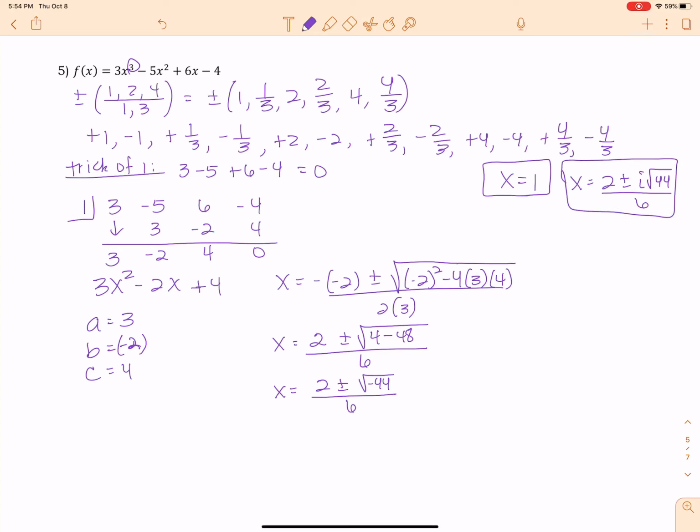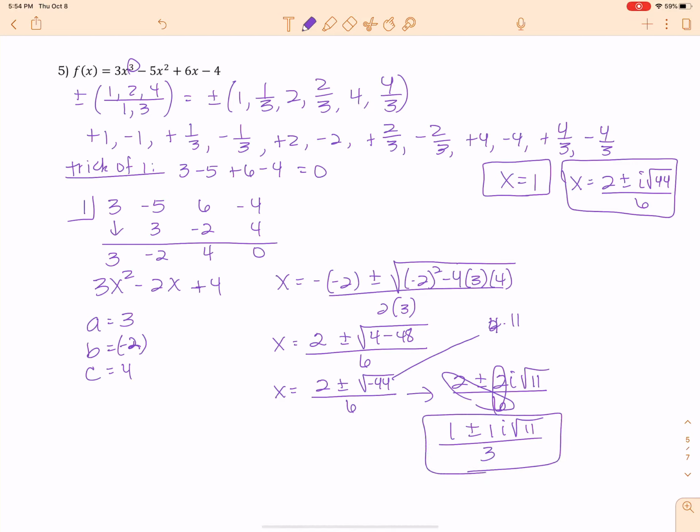Now, if you want to tidy this up and be a good math student, this is actually going to give me the square root of 44. Actually, this breaks down into 4 times 11. The square root of 4 is 2. So technically, your answer looks like that. And then you can reduce here and here. So technically, if I was being really mean to you, these are your other two answers. All right? I will take this, but this is more accurate. Okay, the next two I will do in another video.